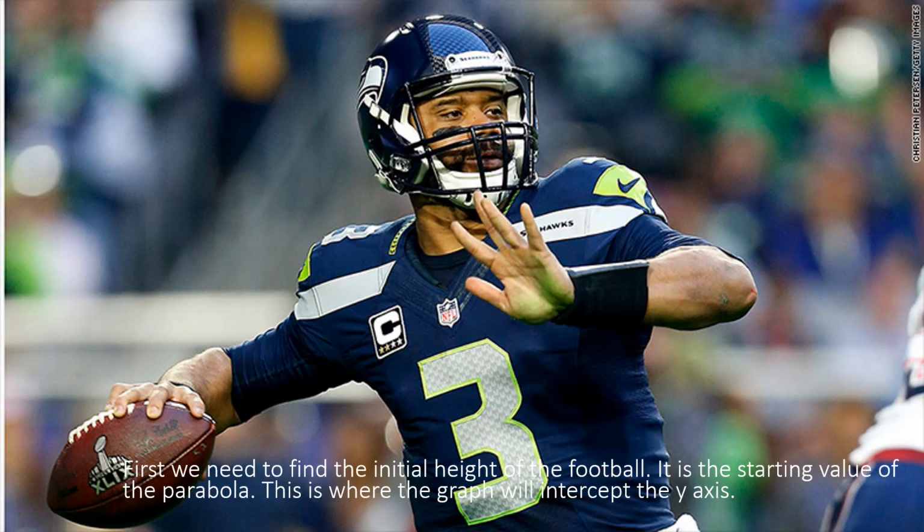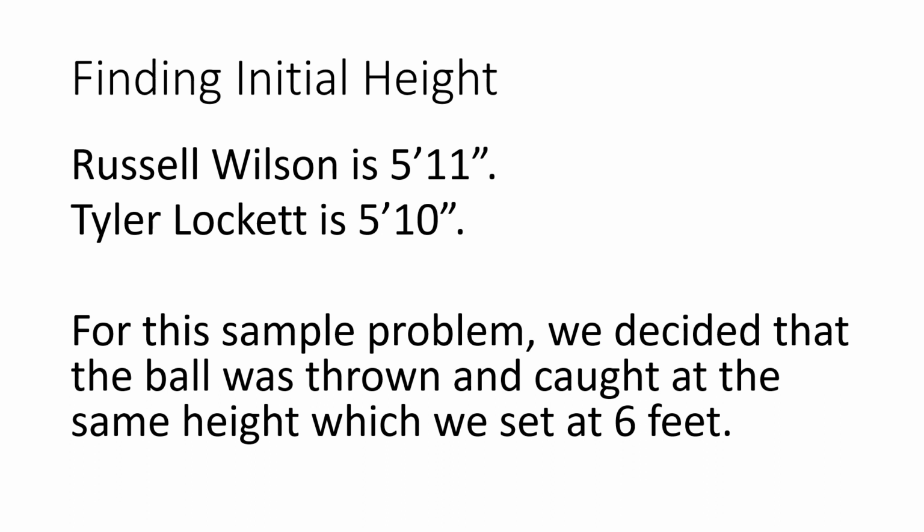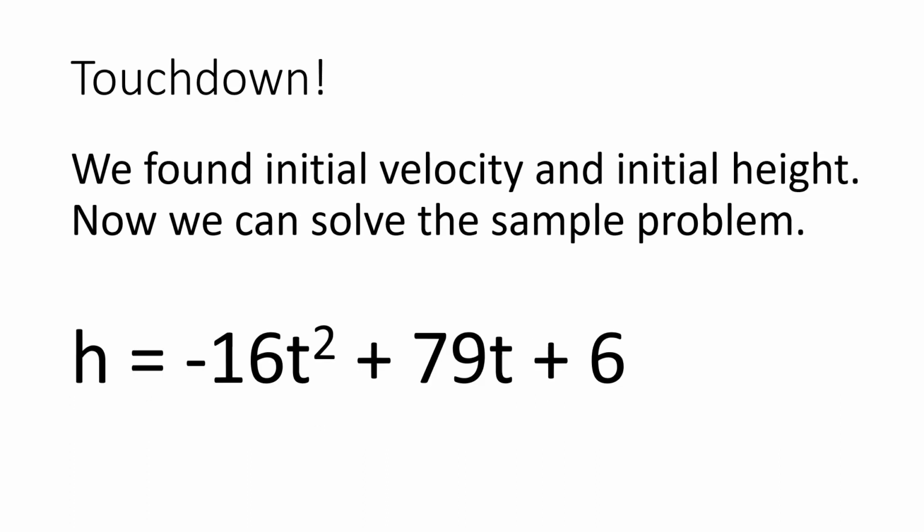First, we need to find the initial height of the football. It's the starting value of the parabola. This is where the graph will intercept the axis. Russell Wilson is 5'11" and Tyler Lockett is 5'10". For this sample problem, we decided that the ball was thrown and caught at the same height, which we set at 6 feet. Touchdown! We found initial velocity and initial height. Now we can solve the sample problem, shown below.